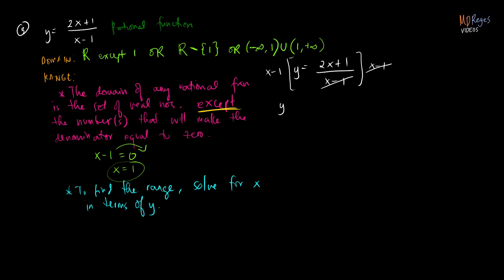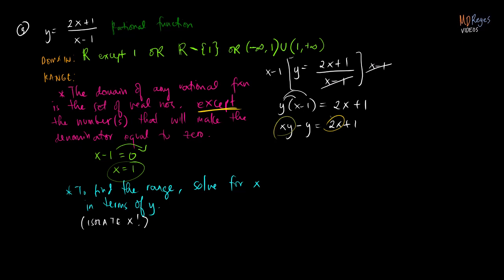Now you have on the left side y times x minus 1 equals 2x plus 1. Our goal is to isolate x on one side of the equation. Simplify the equation so that we can combine like terms. So distribute y inside the parentheses. We'll have xy minus y equals 2x plus 1.